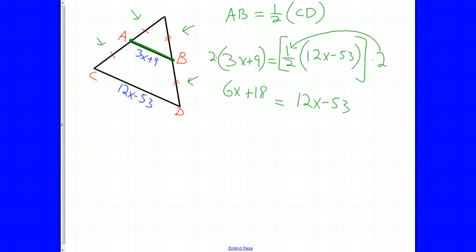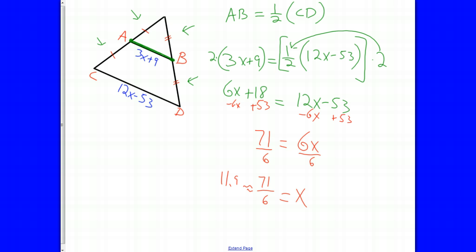So move all the x's to one side. I'm going to subtract 6x. That gives me a 6x here. I'm also going to add 53, moving the constants to the other side. 18 plus 53 is 71. Divide by 6. X is, boy, that is just shy of 12. We'll just leave it as a fraction, 71/6. It's approximately 11.9-ish, somewhere in there.